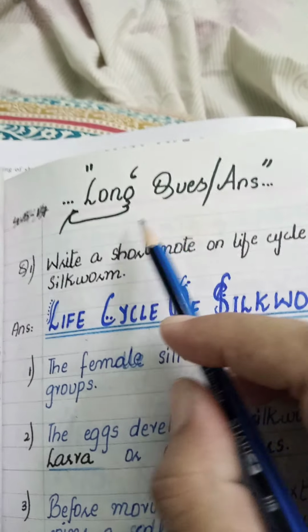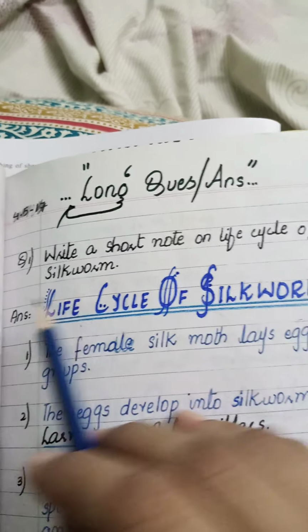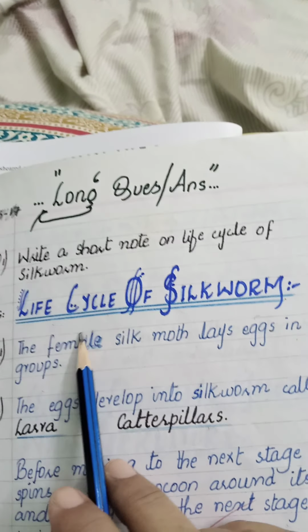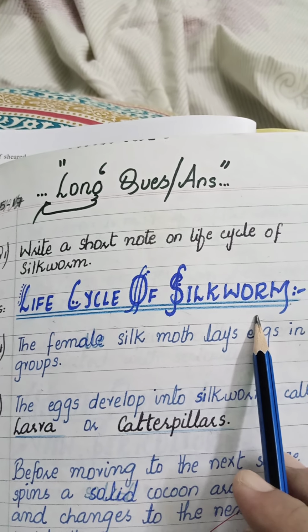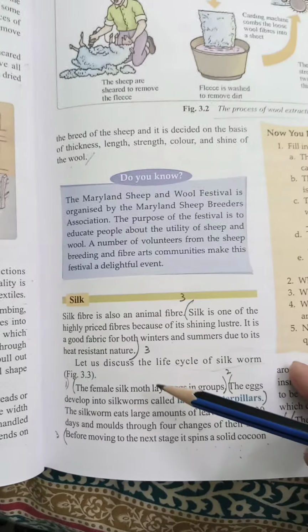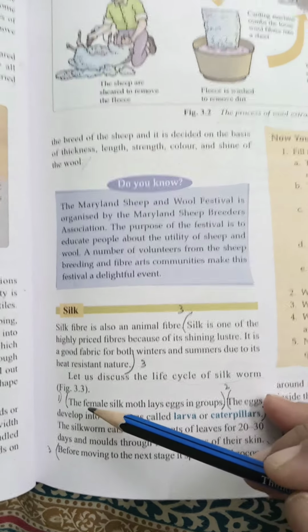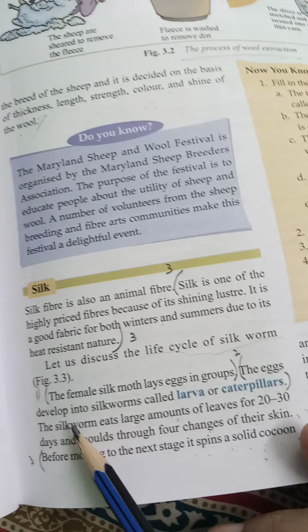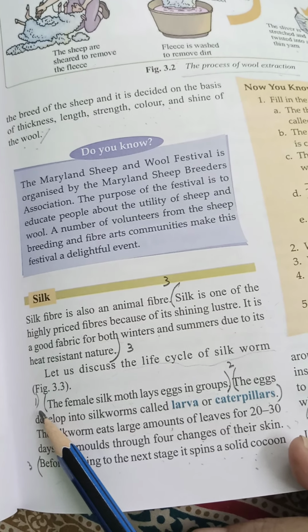First of all, give the heading of long question answers at the top of your page. Write the question over here and give the heading life cycle of silkworm. We will write the answer in points and it's in your book. Come to page number 27, to the last paragraph of the first row. Point number 1 starts from here.